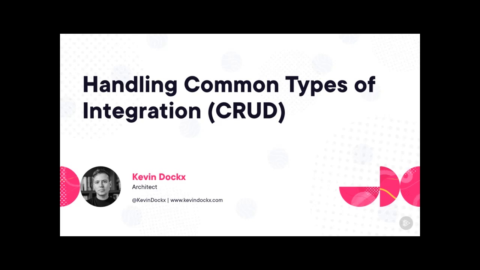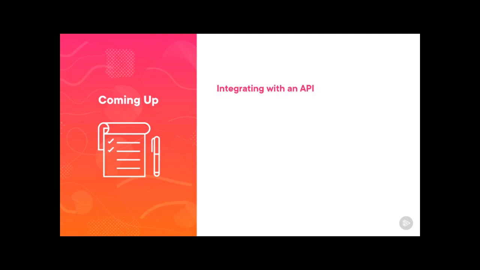Let's start at the beginning by implementing create, read, update and delete functionality. I'm Kevin and I'll guide you through this module. So in this module we will learn how to integrate with an API. We will cover basic functionality here. We will start with getting a resource, but we will also learn how to create, update and delete a resource.